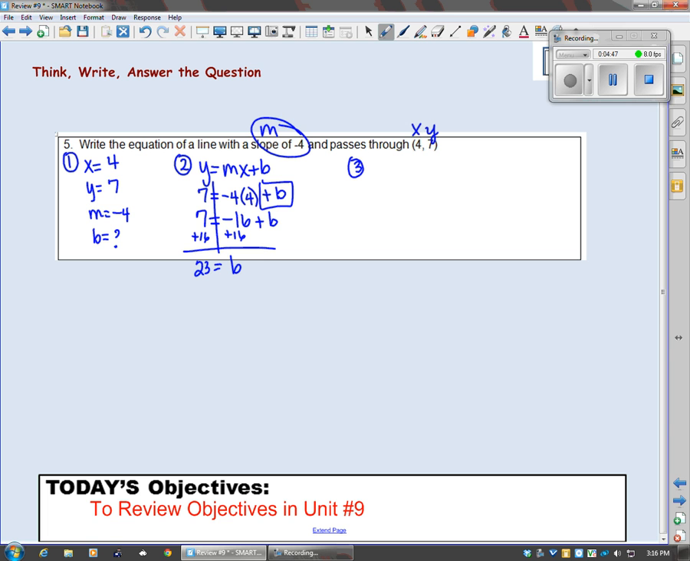So now we do letter number, letter number. The letter for y equals the number for m, the letter for x, the number for b. That is your final equation. So there's lots and lots of practice on this over the next few problems.